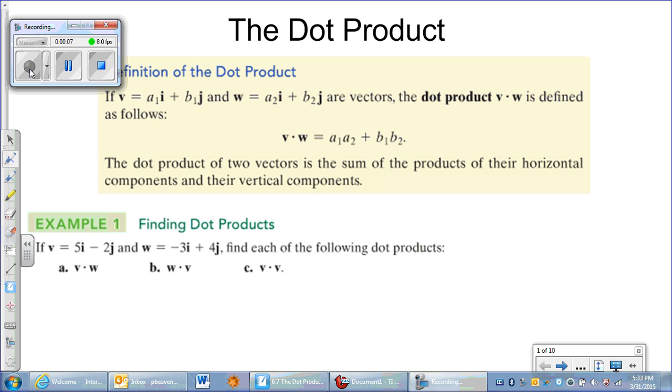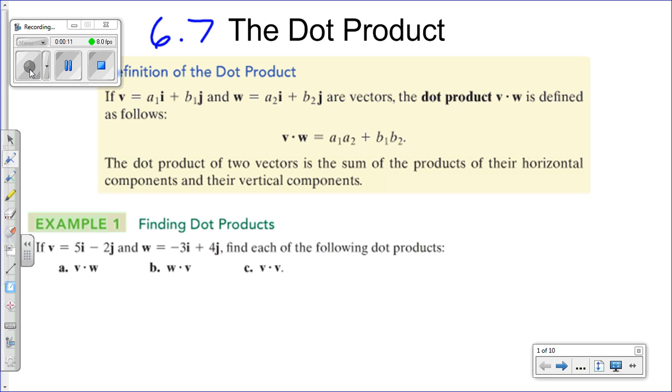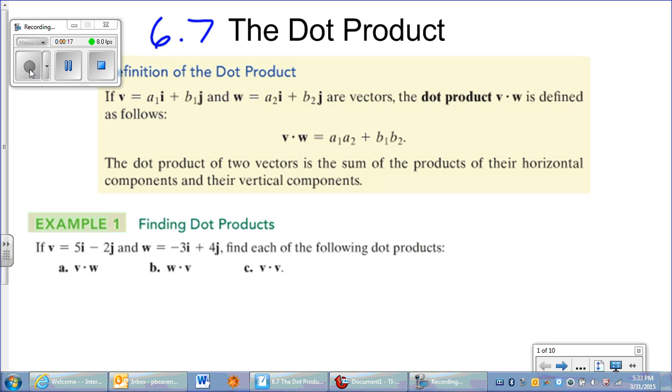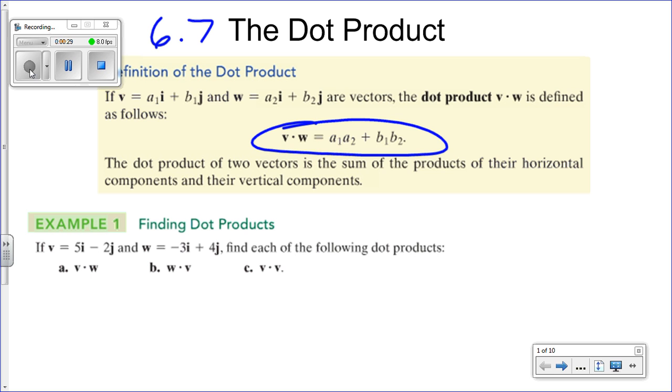Today's lesson is section 6.7, and this section is about the dot product, which is one of the operations that we can perform with vectors. And it does have a pretty interesting significance. So let's get with what is the dot product first, and we have it defined, as you can see here.